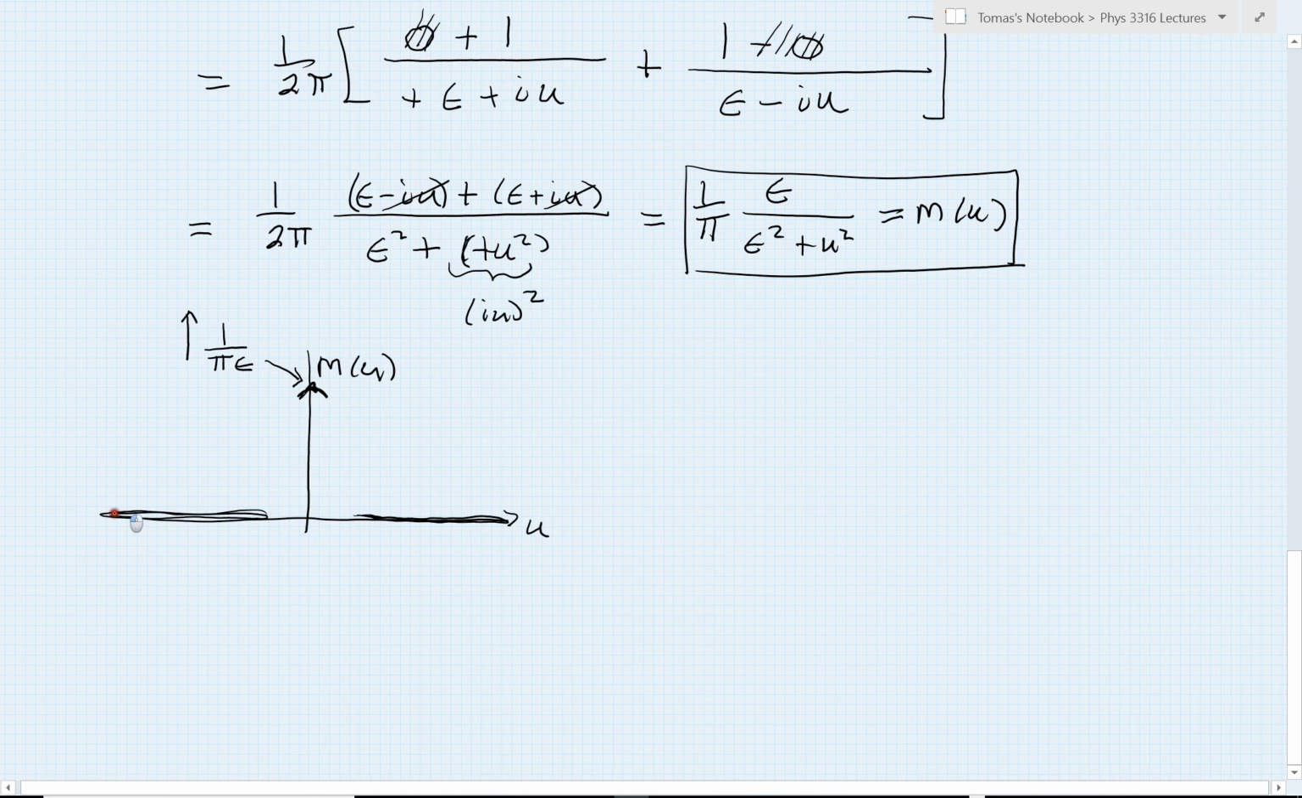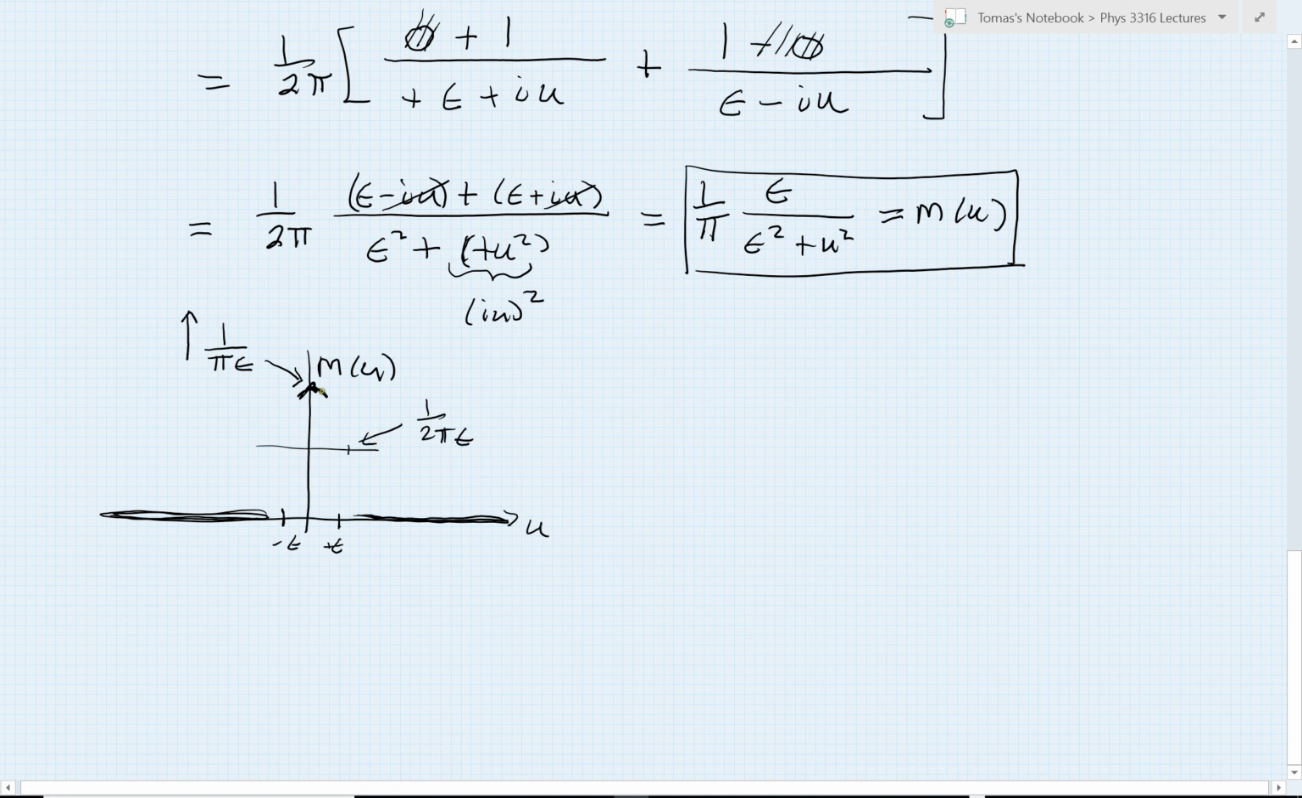Now the only exception to this is when u gets small enough so that it starts to become comparable to epsilon. And when u actually equals epsilon, plus or minus, so here would be plus epsilon, here would be minus epsilon, those points give me a very interesting value, because that would then give me epsilon over epsilon squared plus epsilon squared. That's epsilon over twice epsilon squared. That's exactly 1/2 the value I had when I stuck in 0. So at exactly half the height of this peak, I will have 1 over 2 pi epsilon.